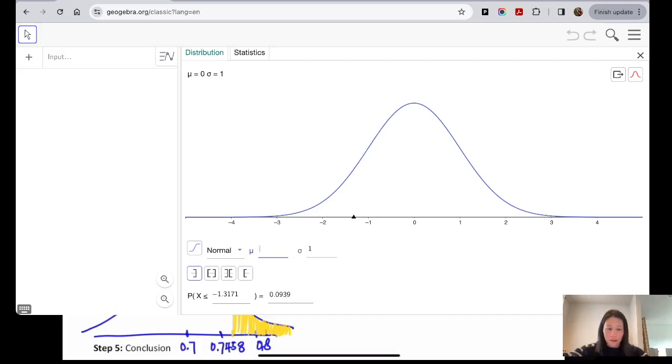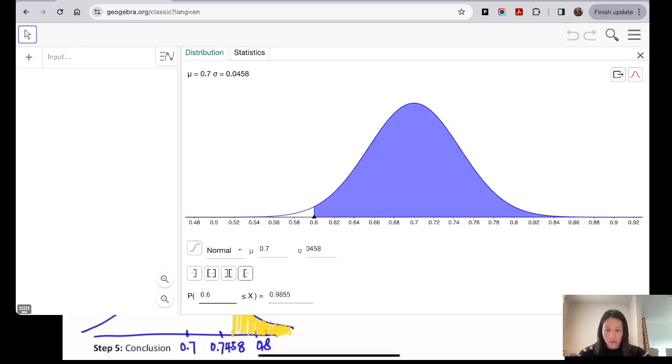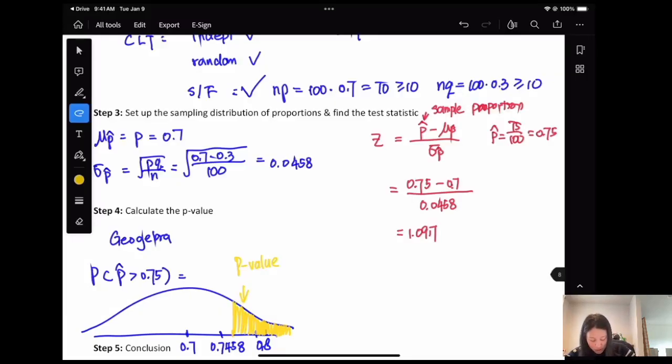Point, 0.7 and sigma is... and we want x greater than, so it should be on this side, 0.75. So we got 0.1375. So our p-value is 0.1375.